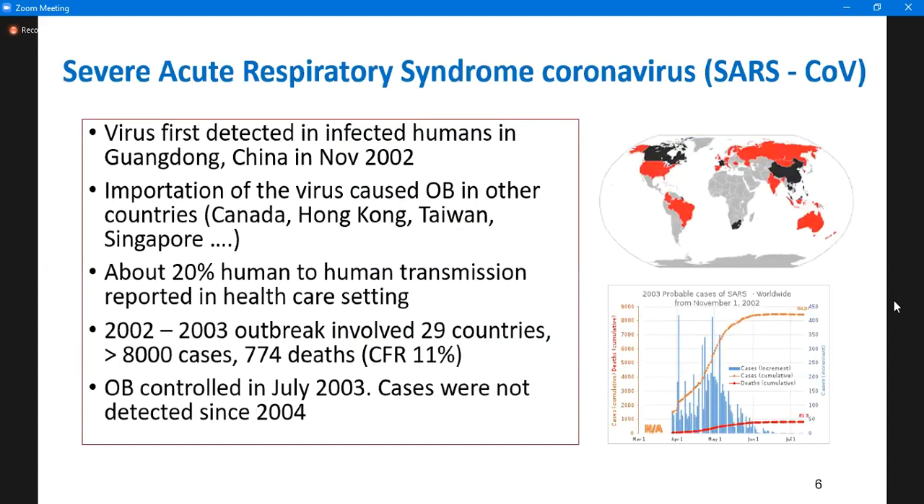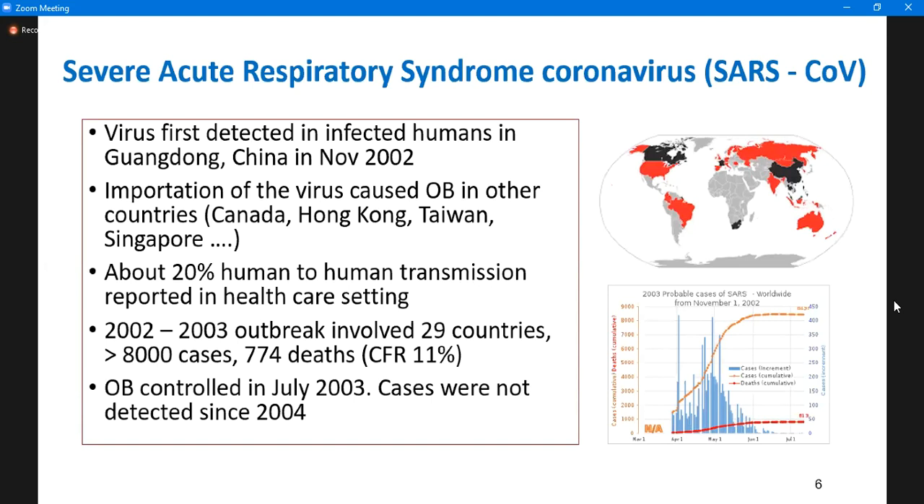Severe acute respiratory syndrome coronaviruses. Let us look at the SARS coronavirus. This virus was first detected in humans in Guangdong province in China in November 2002. Importation of the virus caused outbreaks in other countries, mainly in Canada. There was a huge outbreak in Canada. In addition to that, there were outbreaks including Hong Kong, Taiwan, and Singapore.